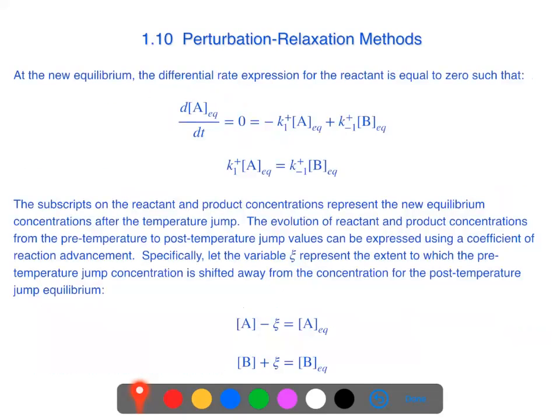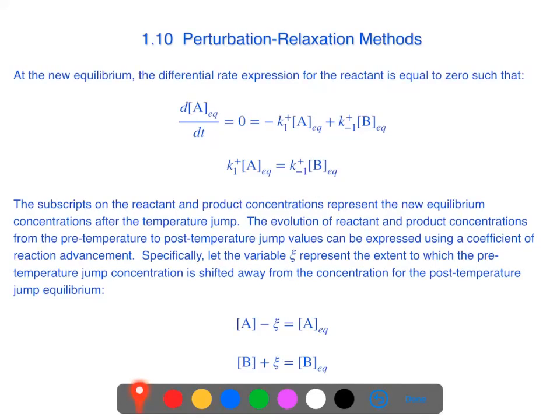So at the new equilibrium, the differential rate expression for the reactant is equal to 0. And we can equate that as well to the two terms, now expressing that superscript plus to indicate that these are the new rate constants after the temperature jump has occurred. In doing so, these two terms will be equal to each other at that point. Now again, the subscripts on the reactant and product concentrations represent the new equilibrium concentrations after the temperature jump.